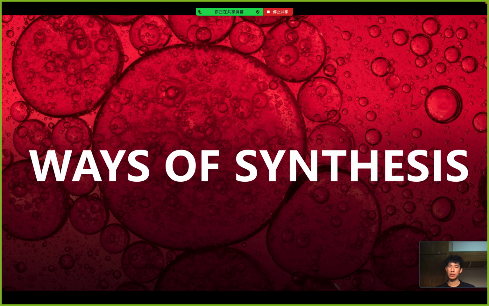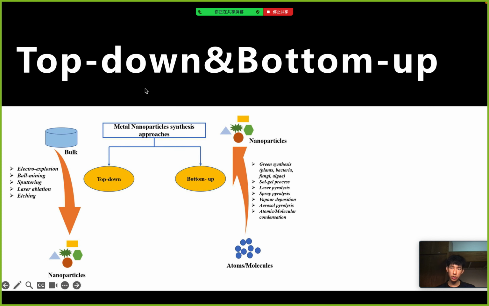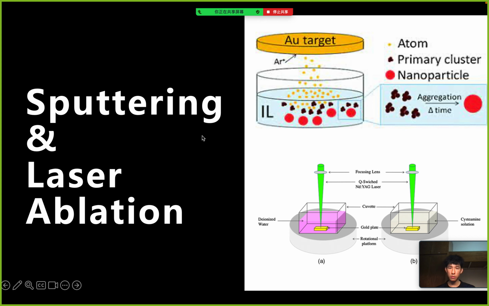And here come the ways of synthesis. It's mainly 2 ways: top down and bottom up. From the verbal meaning, you can tell top down is from big to small, and bottom up is from small to big, like from atom scale to nanoparticles. For top down, for example, it's sputtering and laser ablation. Here are the pictures regarding the two ways of synthesis.